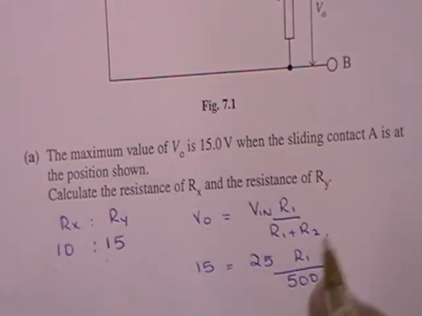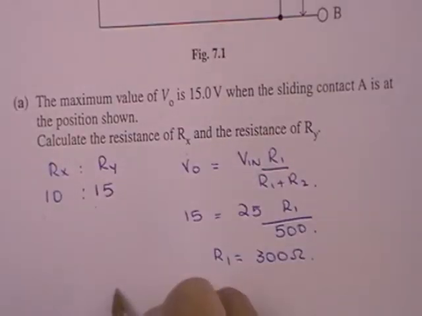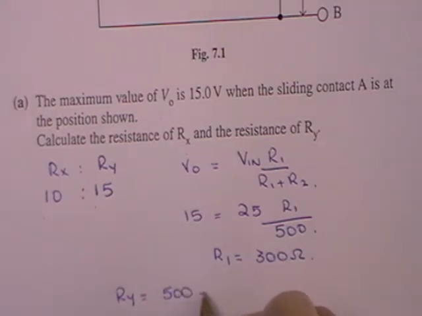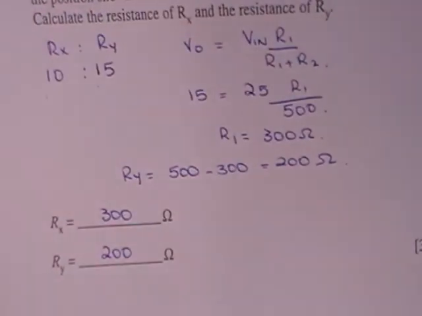And so when you rearrange all that, Ry, which is the R1, comes out to be 300 ohms. And therefore take that away from 500. So Rx is going to be equal to 500 minus 300, which is 200. So 300 and 200 are your two answers there.